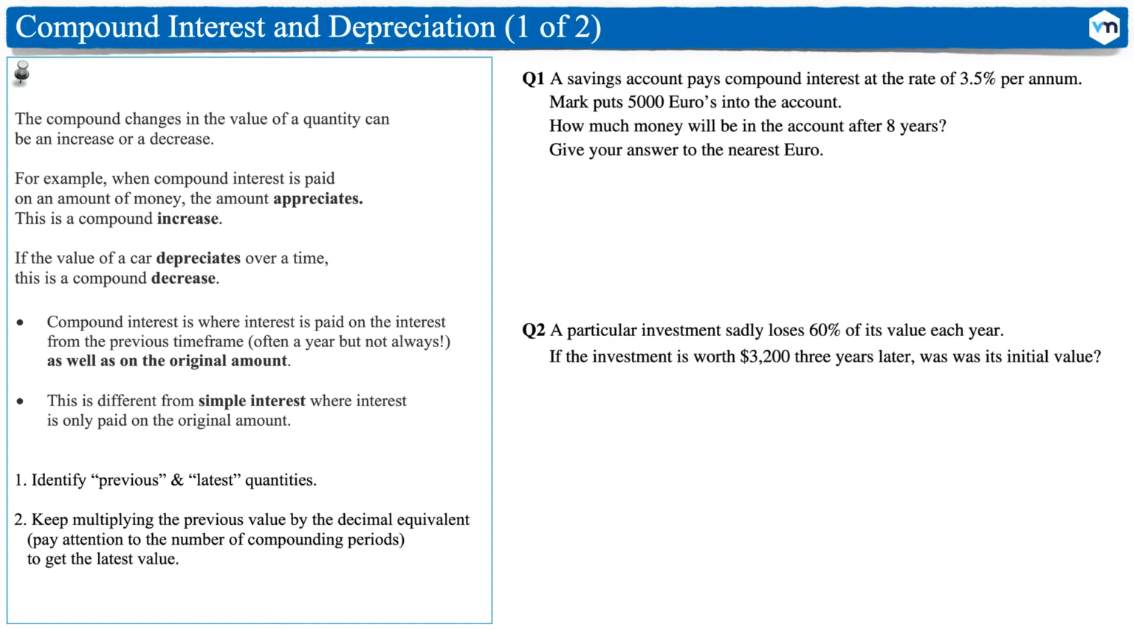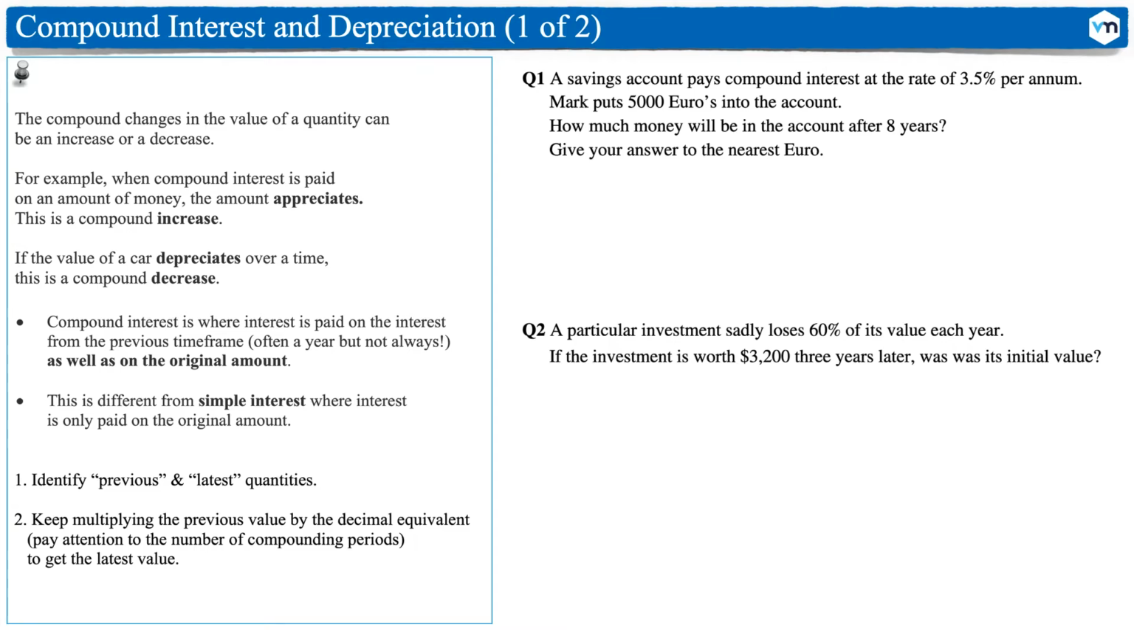Compound interest is where interest is paid on the interest from the previous time frame, often a year but not always, as well as on the original amount. This is different from simple interest, where interest is only paid on the original amount.